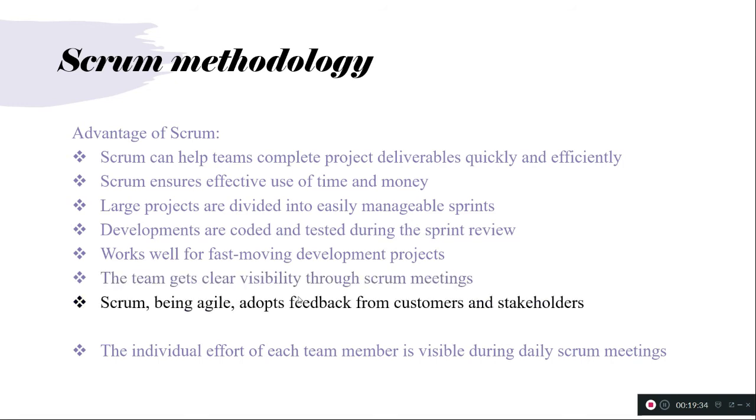Scrum, being agile, adapts feedback from customers and stakeholders. So we are doing the review, and we are doing the retrospective meeting, and we are having a release planning meeting, and we will be having a Scrum of Scrums meeting. So we will get feedback from customers and stakeholders frequently, so we can adapt to those changes and deliver a successful project. So the success rate is higher in Agile.